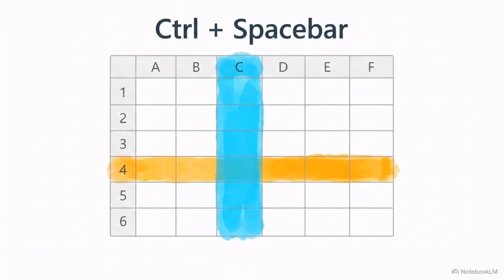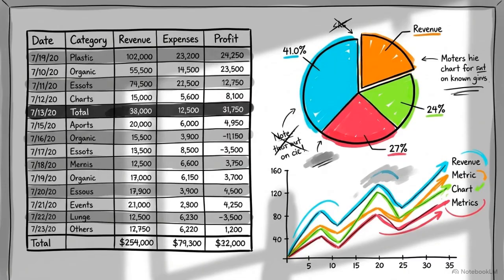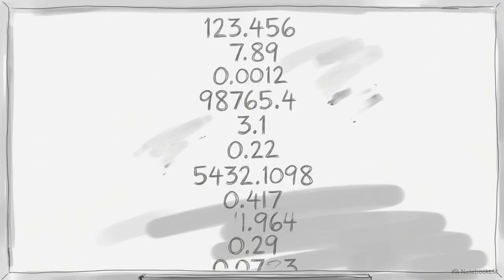If you need to make precise selections later, press Control and Spacebar to grab a single column, or Shift and Spacebar to highlight a single row. Structuring your data into a formal table sets up the foundation for all advanced analysis, and you get there with exactly 2 keystrokes. The final step is cleaning up the numbers.